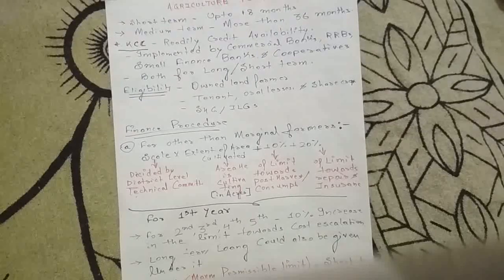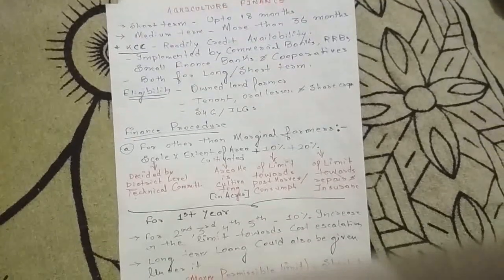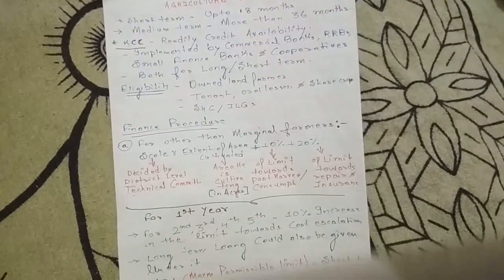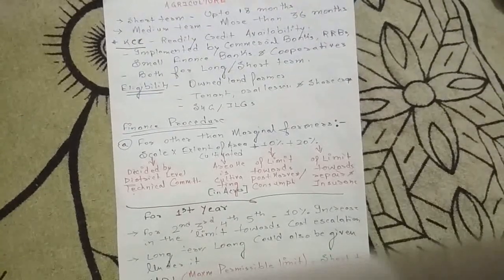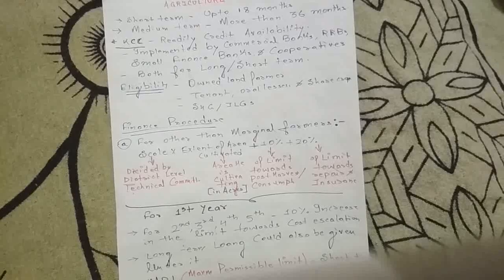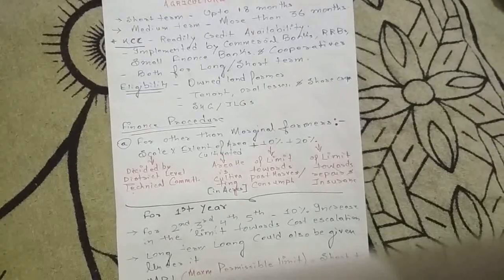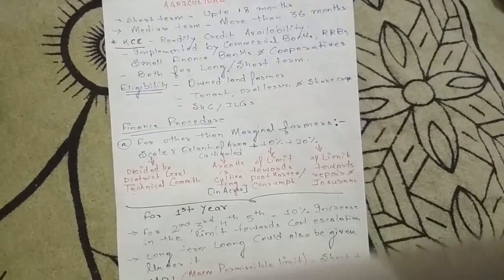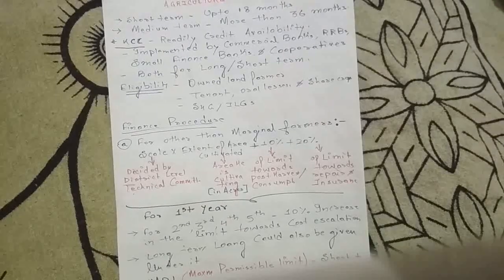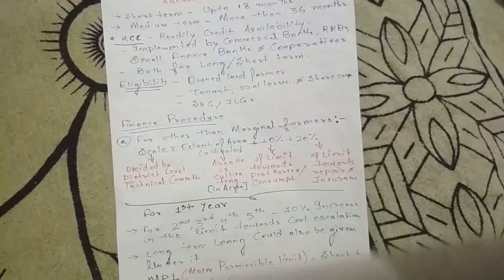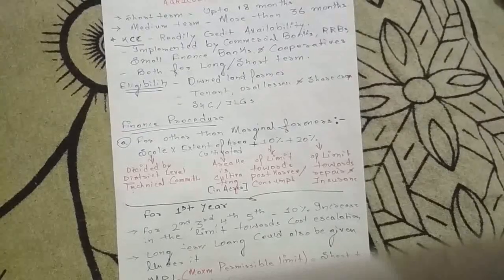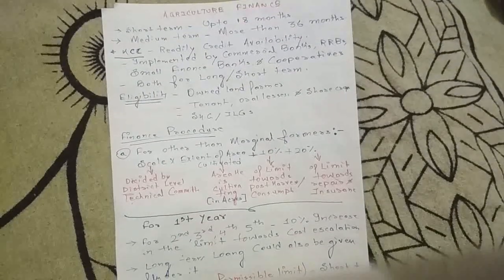Now the most important thing is agriculture finance. First we will see what finances are available under agriculture finance. There are basically three kinds of finances: the first one is crop loans, the second is for infrastructure related to agriculture, and the third is allied or ancillary services. Maximum three kinds of loans are under this agriculture finance section.